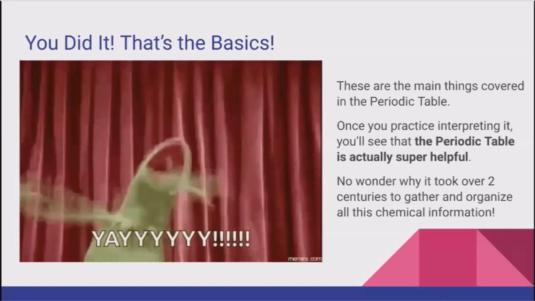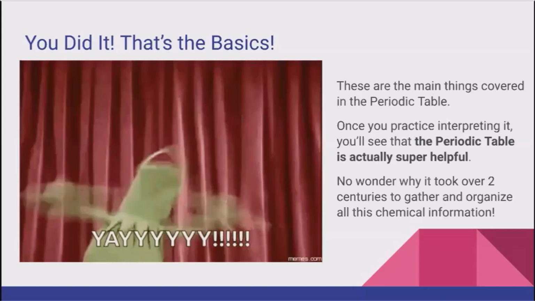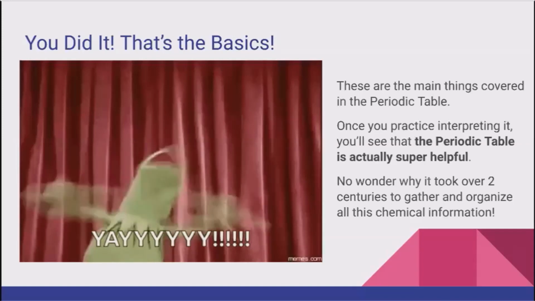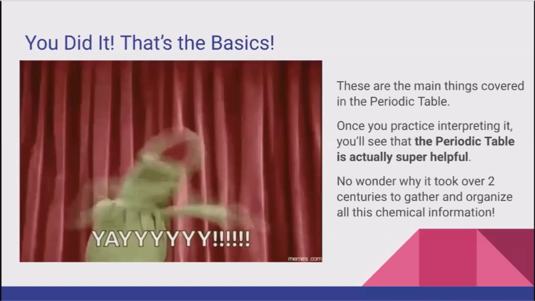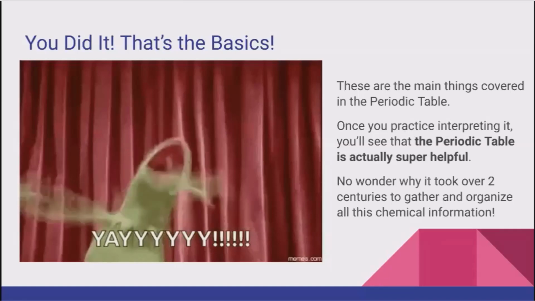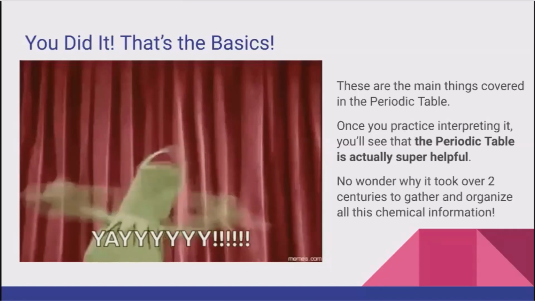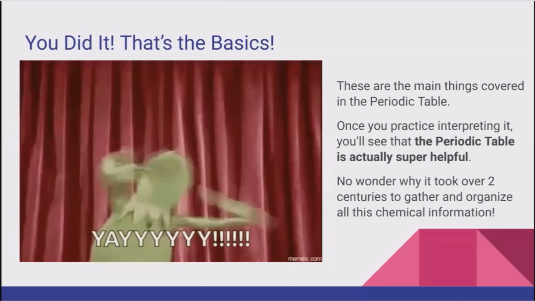There's some things you don't need to calculate, some things you don't need to Google. It's literally right there for you, as long as you can practice looking at the periodic table and understanding the information on it. It took over 2 centuries to gather and put all this chemical information together for you. Like, it's in the palm of your hands. All you gotta do now is learn and practice how to read it and understand it, and you'll do great.